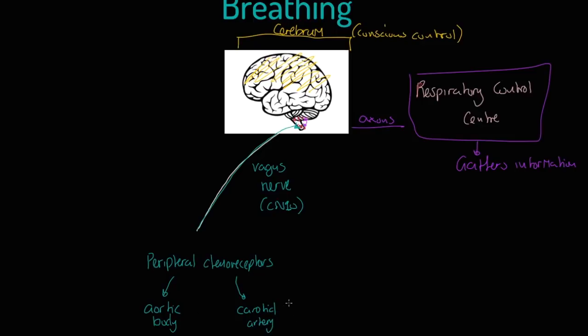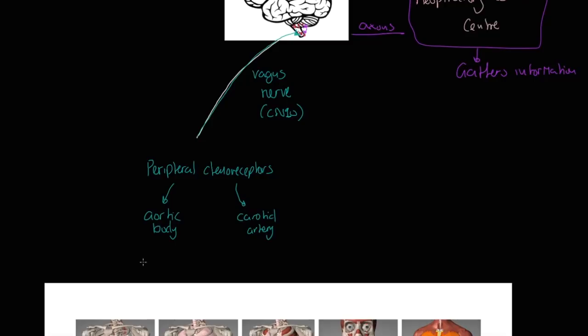Okay, so in the aorta and the carotid artery, we have these peripheral chemoreceptors. And the point we want to make here is that they detect chemical changes. So we've got chemical changes, and of course, we've got the notion of pH. We've got the notion of lactic acid. We've got the notion of CO2. CO2 and lactic acid make the blood lower pH, more acidic. And of course, we've got the notion of oxygen. Oxygen makes the blood less acidic, a higher pH.